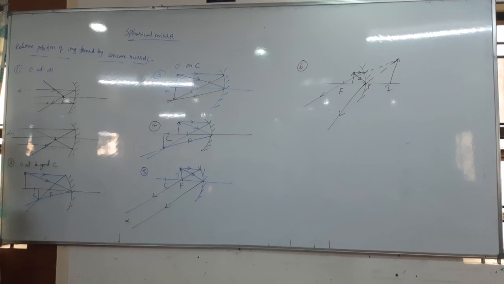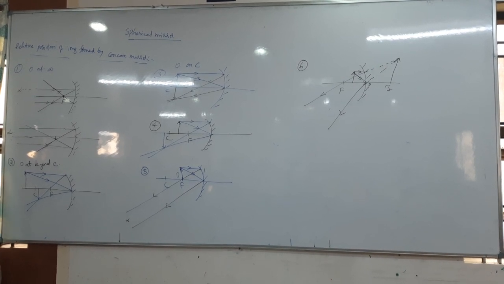For the extended object at infinity, where will the image be? Focal plane. Okay?